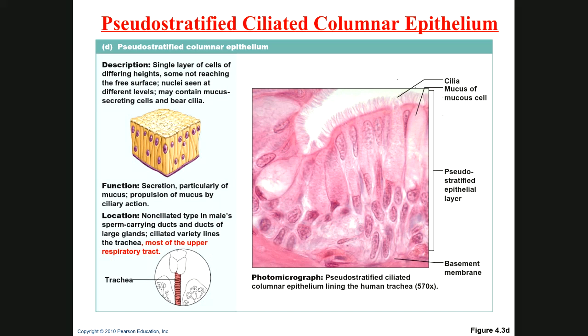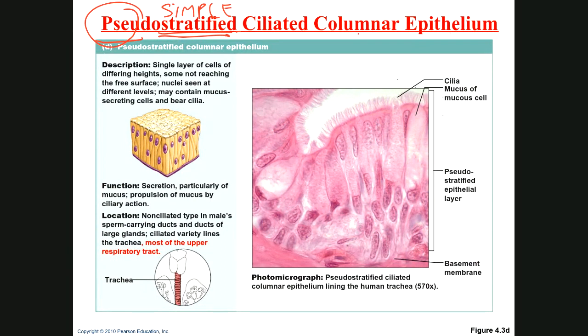The other form of columnar epithelium is a very special little tissue called pseudostratified ciliated columnar epithelium. Pseudo means false. Stratified means many layers, but this is false layers, which means that the tissue itself is not stratified, it's actually simple. So this is actually simple epithelial tissue, but looks stratified.